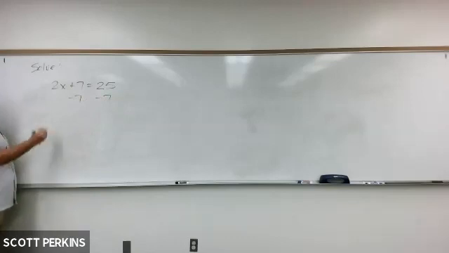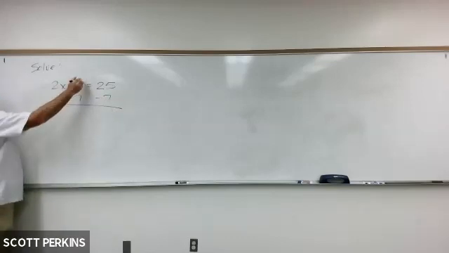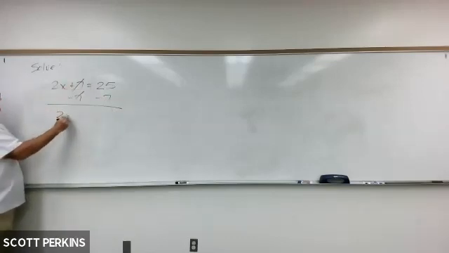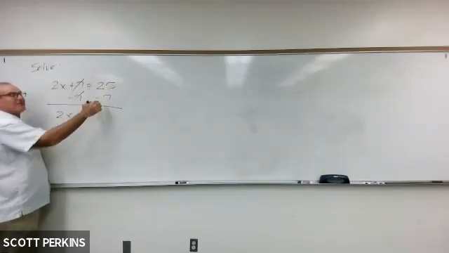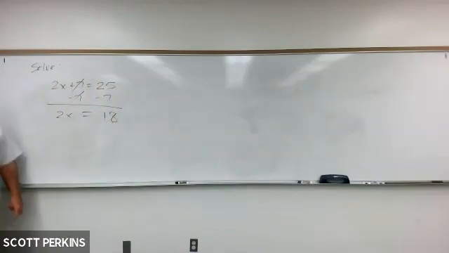I got to get the x term by itself. So when I do that, 7 minus 7, those cancel. I'm left with 2x. My equal sign always stays in the middle, and your calculator will tell you 25 minus 7 is 18. Great. And step number 2.